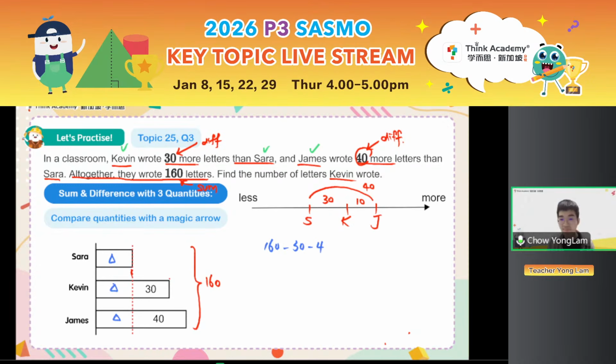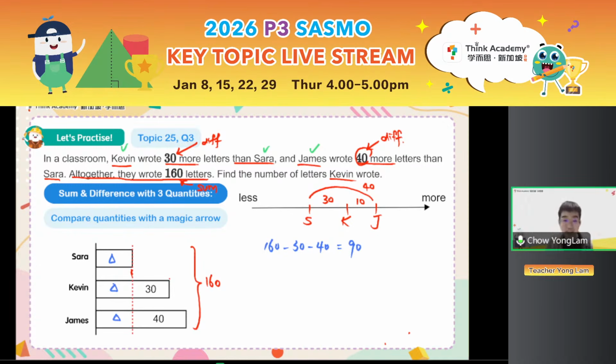160 minus 30 minus 40, which is 90. Now, does that mean that each triangle is 90? No, it is not. So 90 is not one triangle. Pay attention, okay? I see someone give me the wrong answer.